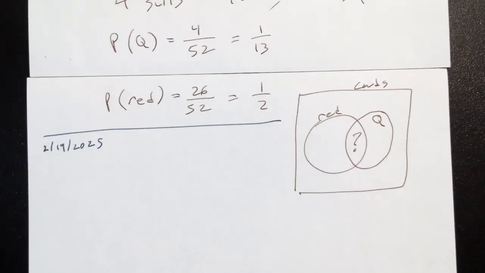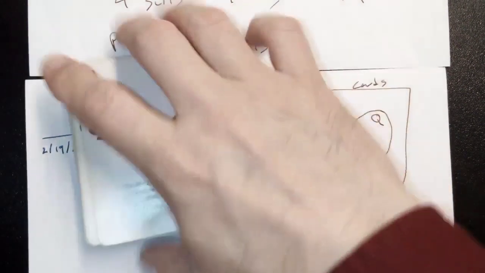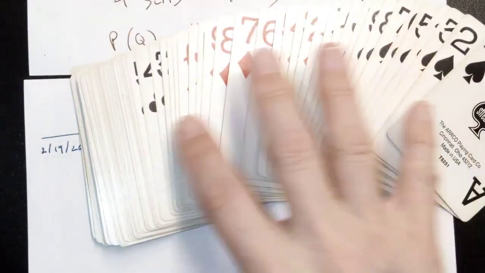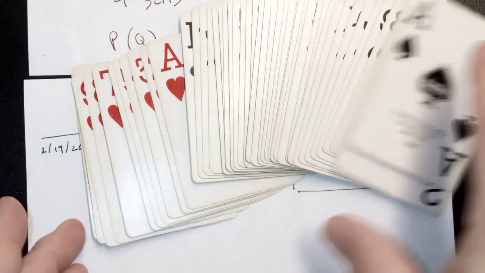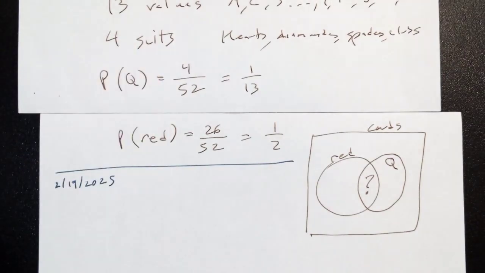So I was talking last time about, again, probability. Theoretically, we were talking about a deck of cards, 4 suits, 13 values each. And I said, okay, chance you get a queen is 1 in 13. Chance you get a red, 26 out of 52. And then I tried to draw my ideal Venn diagram, to show a picture of what's going on here.